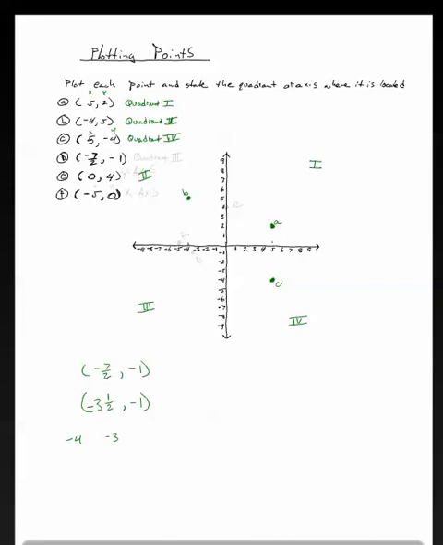So for point D, we start at the origin 0, 0, go over to -3, and then we want to go halfway in between -3 and -4. And then we want to go down to y is -1. So notice that point is right in between 3 and 4. And then on the line where y is -1. So that's point D, and that's in quadrant 3.